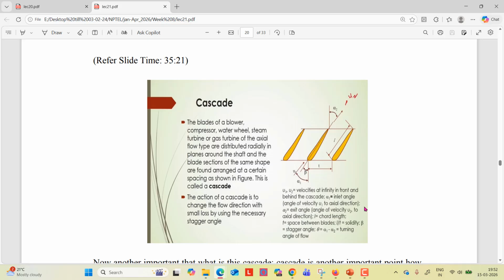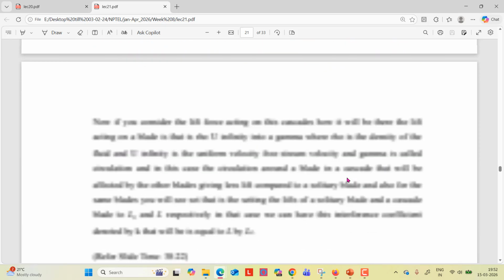L is the chord length. This is the chord length. T is the space between the blades. L by T is the solidity. Beta is the stagger angle. Theta equals alpha 1 minus alpha 2, the turning angle of flow.